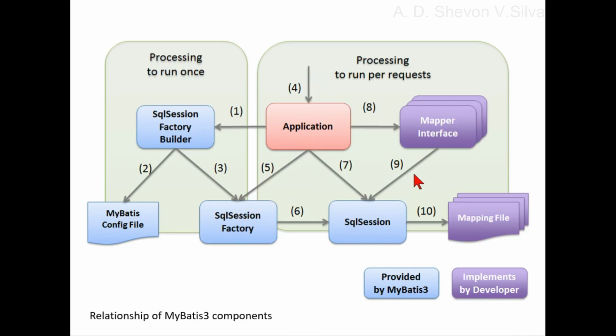Application, mapper interface, SqlSession and mapping files are in processing to run per request. 5, application is connected to SqlSessionFactory. 6, SqlSessionFactory is connected to SqlSession. 7, application is connected to SqlSession, and 8, application is connected to mapper interface. 9, mapper interface is connected to SqlSession, and 10, SqlSession is connected to mapping file.